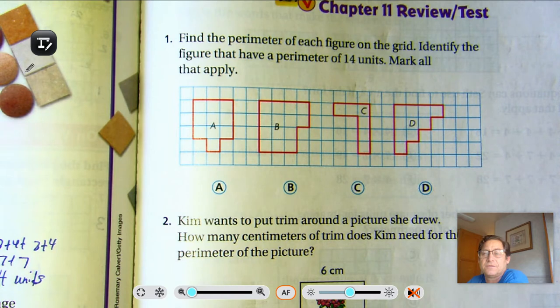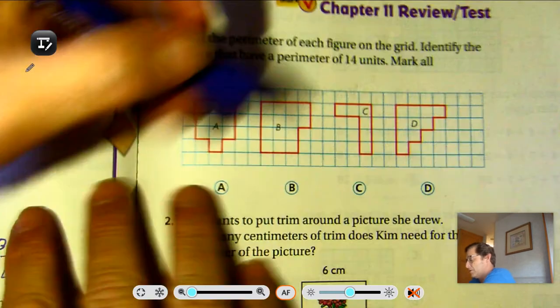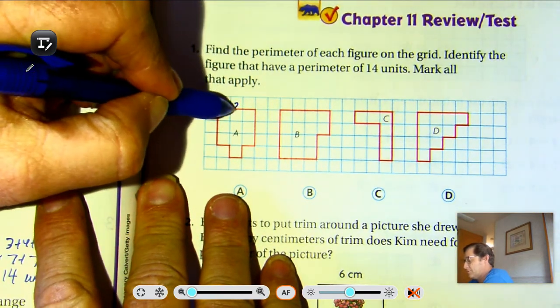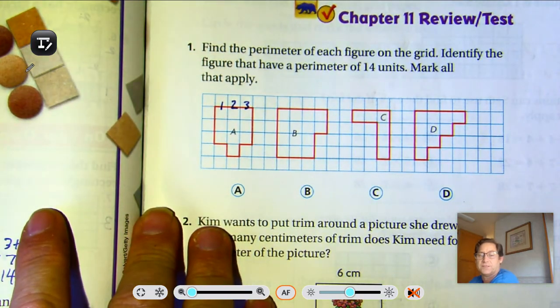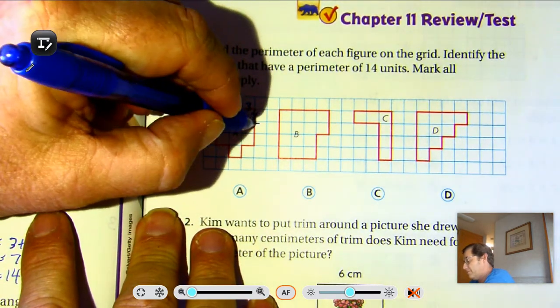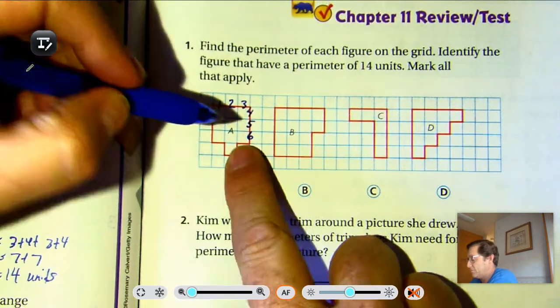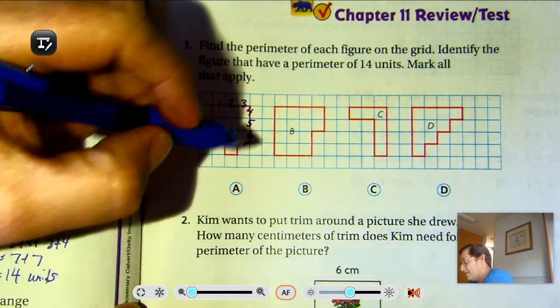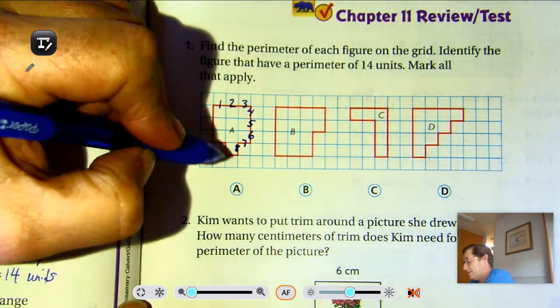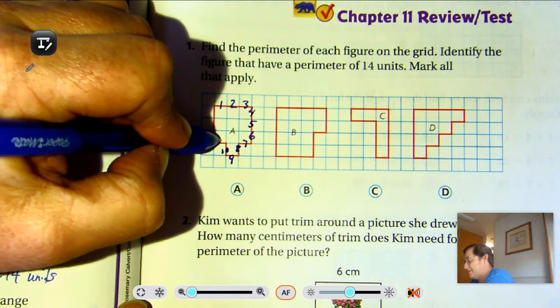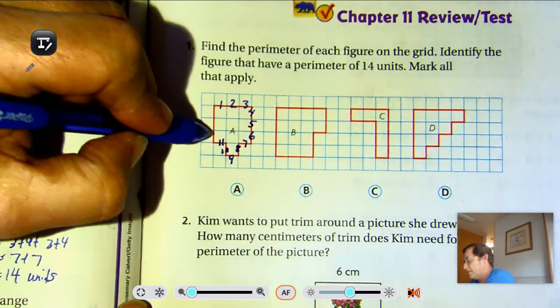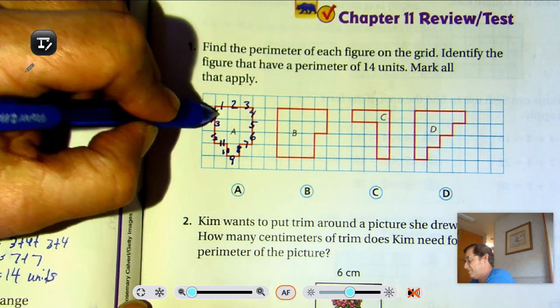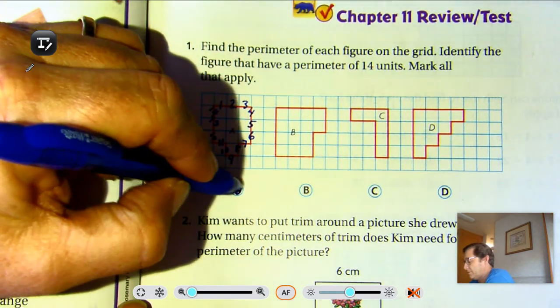Identify the figures that have a perimeter of 14 units, mark all that apply. Okay, so remember perimeter means the distance around the figure, or on the outside of the figure. It's probably easiest just to put numbers as you start going around. So I see 3, 4, 5, 6. Don't forget this one. 7, 8, 9, 10, 11, 12, 13, 14. Okay, so that one's got 14.